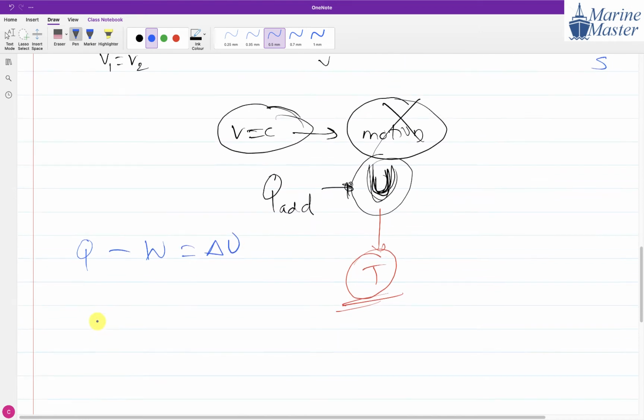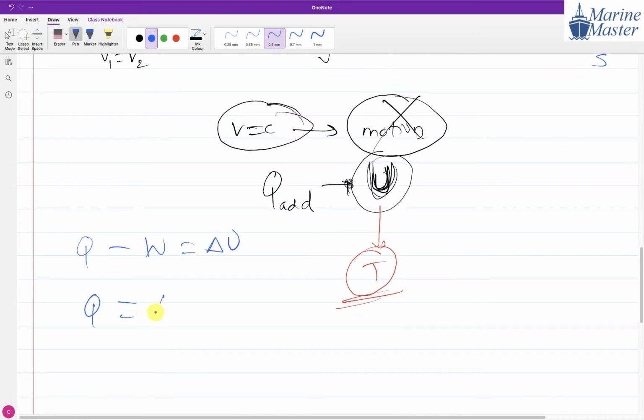Now Q will become delta U plus W. Here W is work done, and it is zero. So Q is equal to delta U. Whatever heat we are adding is going into the change in internal energy of the system. Whatever heat addition we are doing is going directly to the internal energy, and as it is going directly, what is going to happen?